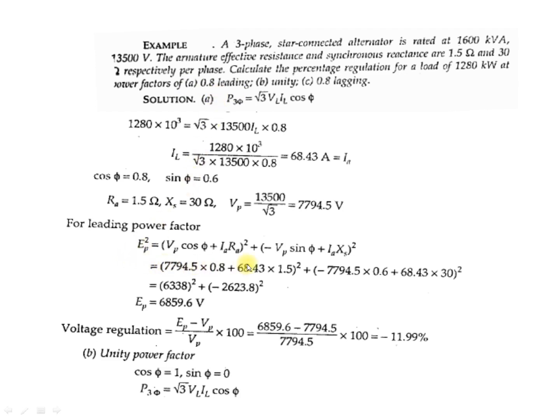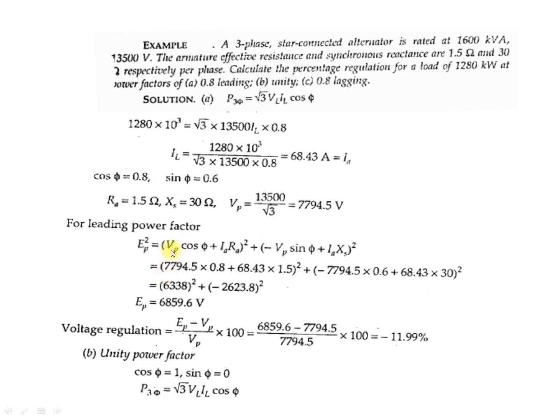The first question is for the leading power factor. For the leading power factor, our formula will be the root of (Vp cos phi plus Ia Ra) the whole square plus (minus Vp sin phi plus Ia Xs) the whole square. That formula is converted into Ep square, which is equivalent to (Vp cos phi plus Ia Ra) whole square and so on.